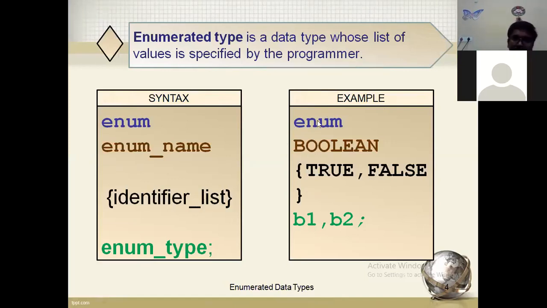Boolean is the data type. Here, the name of the data type is Boolean. What are the fields of the Boolean? True, false. How many variables are we declaring? b1 and b2. So here, the fields of Boolean are true and false. The name of the data type is Boolean. The variables of that Boolean data type are b1 and b2.